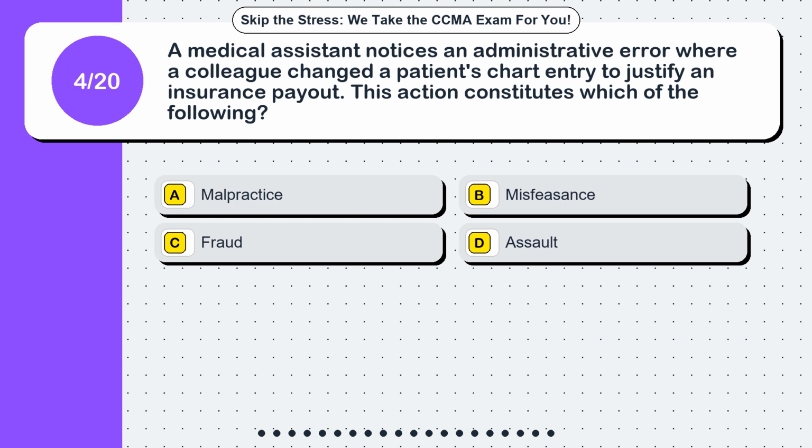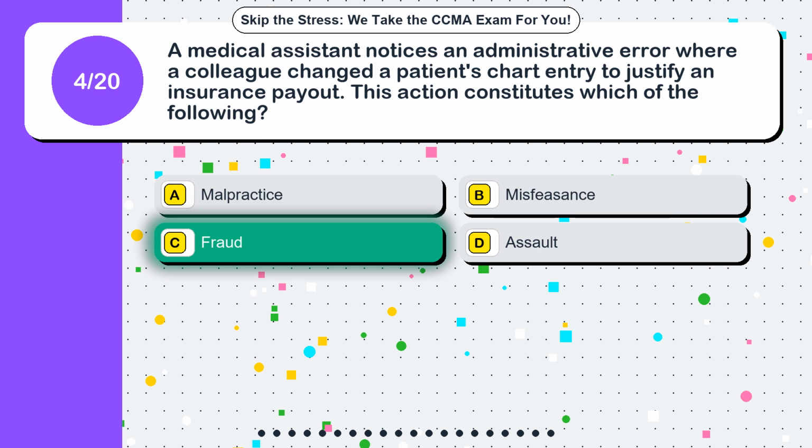Question 4. A medical assistant notices an administrative error where a colleague changed a patient's chart entry to justify an insurance payout. This action constitutes which of the following? Option A. Malpractice. Option B. Misfeasance. Option C. Fraud. Option D. Assault. The correct answer is option C.